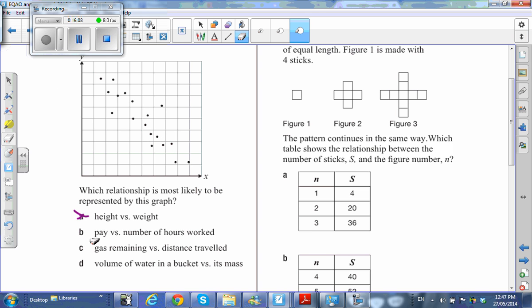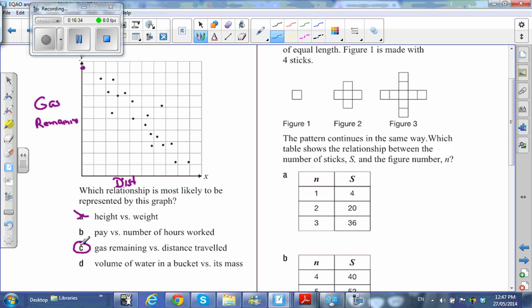Gas remaining in the car versus distance traveled. So let's label this one here. Gas remaining and distance traveled. So the further the distance you traveled out here, does it make sense that you'd have less gas remaining? Yes, and that's initially what should happen. You should have like a full tank. So yes, that one makes sense.